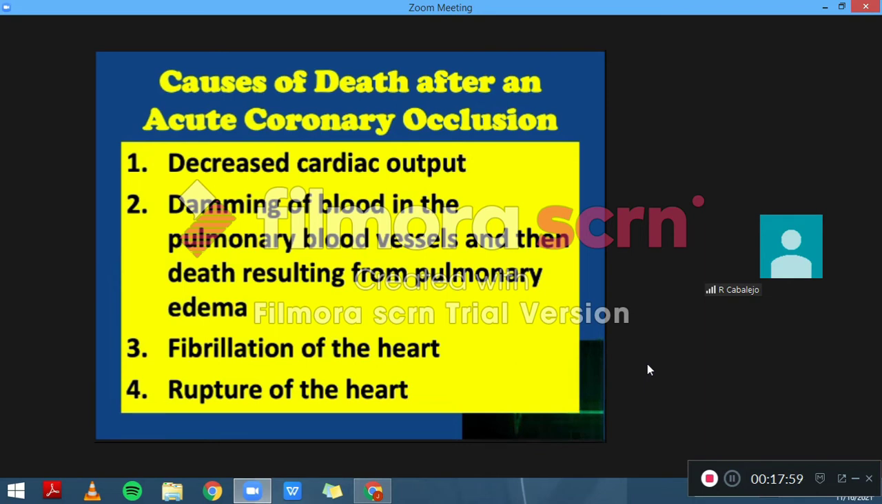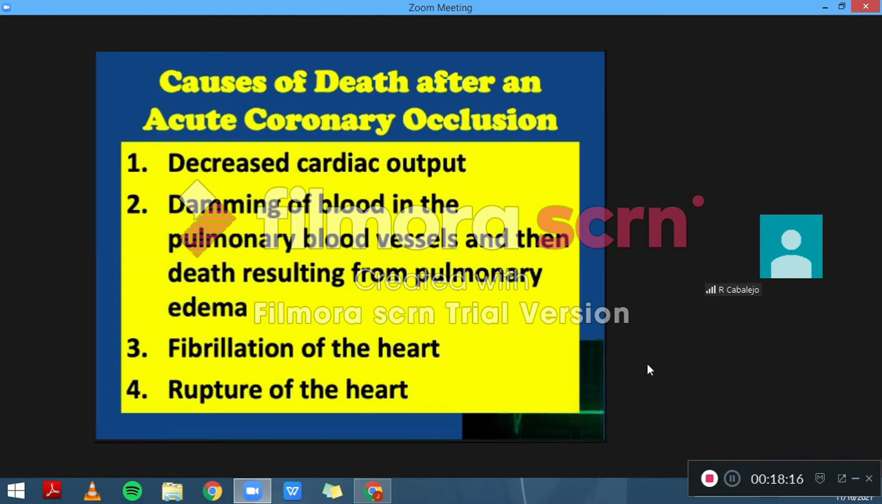as well as the development of an abnormal conduction pathway and the development of circus movements in the area of the bridge. So this would make the heart prone to develop fibrillation.